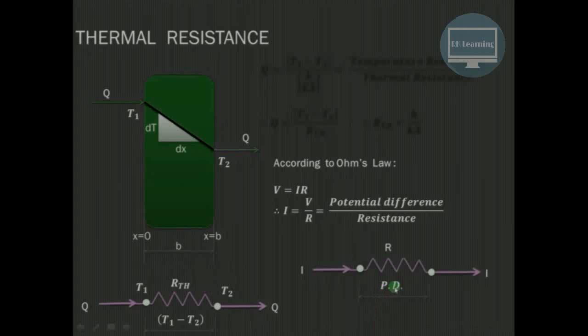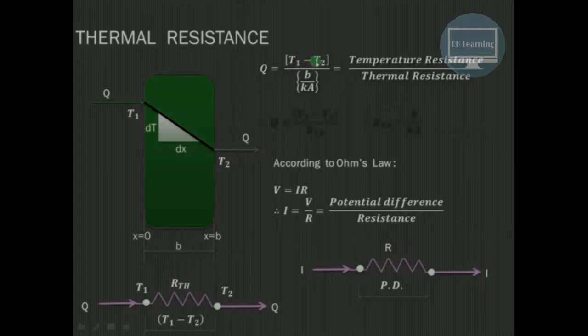in electrical technology, we are having the potential difference. Here in heat transfer, we are having temperature difference, that is T1 minus T2. Due to this temperature difference, the heat flow is taking place. Due to the potential difference, here the current is flowing, and R is the resistance that is applied to the current flow. Here, instead of R, we will have thermal resistance, that is RT. So what is that thermal resistance? That we will try to understand.